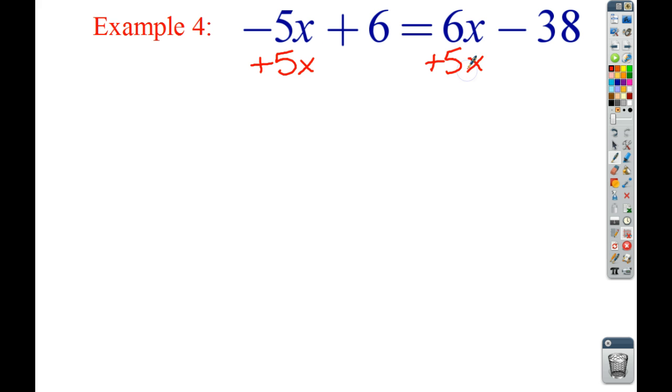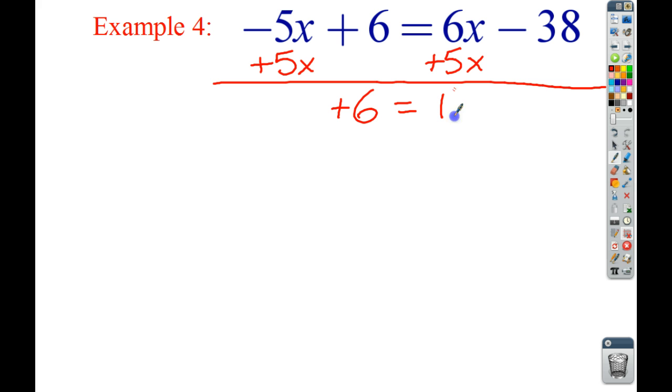Again, notice I put it underneath my variable terms here. I keep them consistent, right? I want to make sure that I line them up correctly. So then negative 5 and positive 5 makes 0. I'm left with the positive 6 is equal to 6x plus 5x is 11x, and then minus 38.